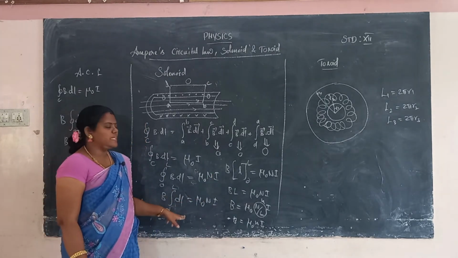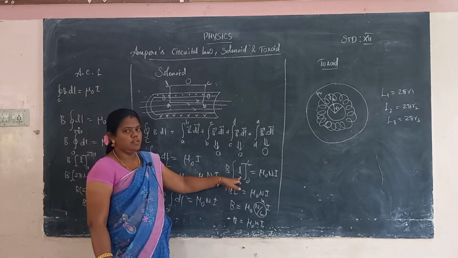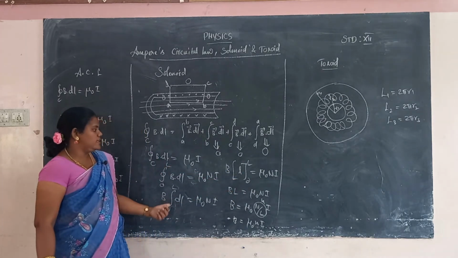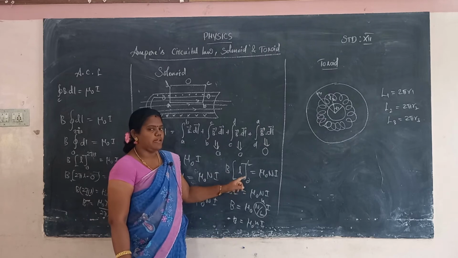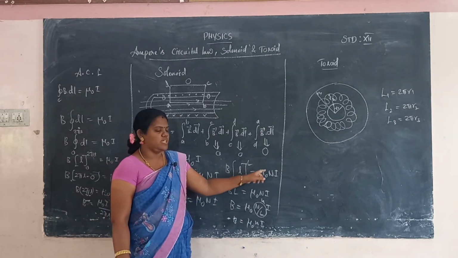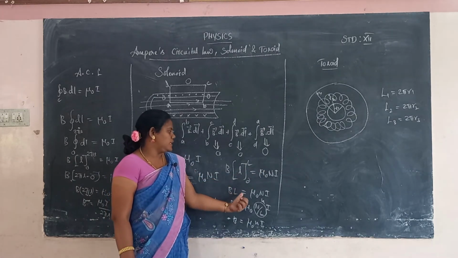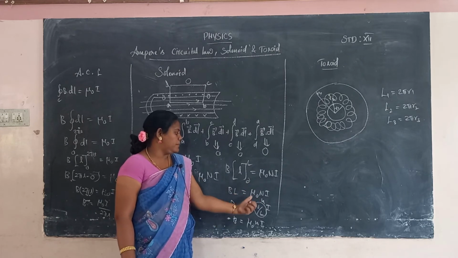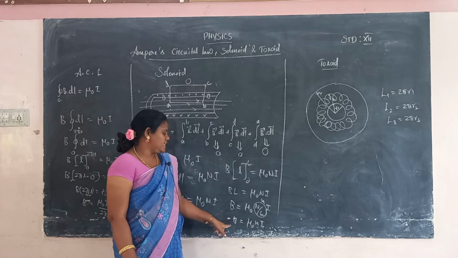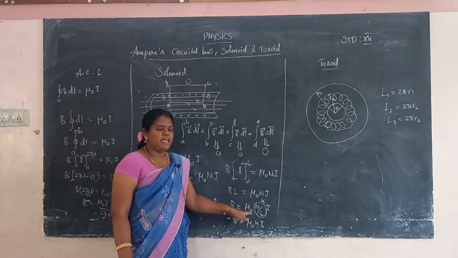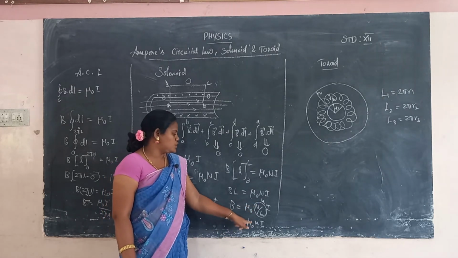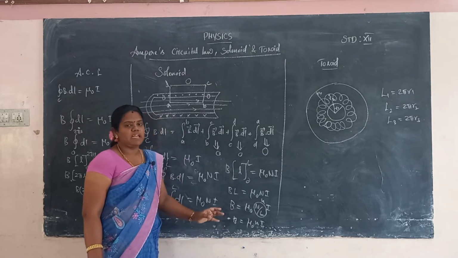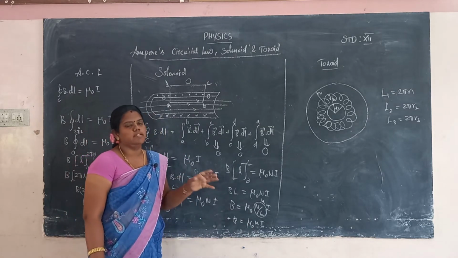The integral of dl is L. Applying the upper limit and lower limit, L is equal to mu naught into N I. So BL is equal to mu naught N I. So B is equal to mu naught into N by L into I. N by L is considered small n, so B is equal to mu naught small n I. That is the magnetic field created in a solenoid.